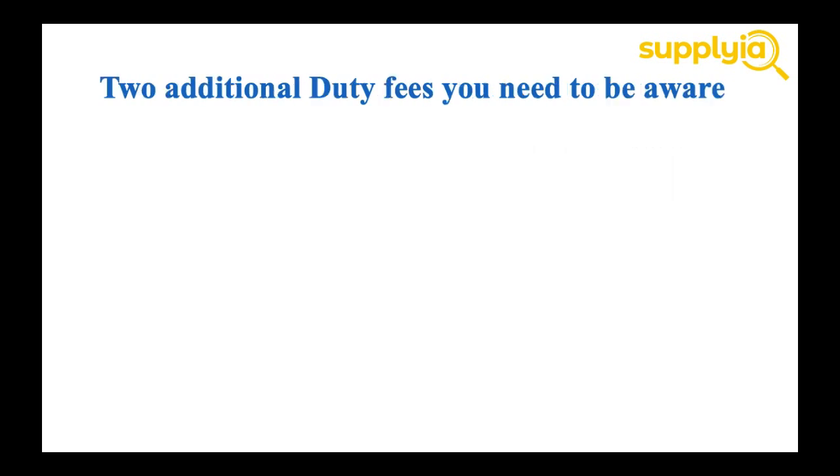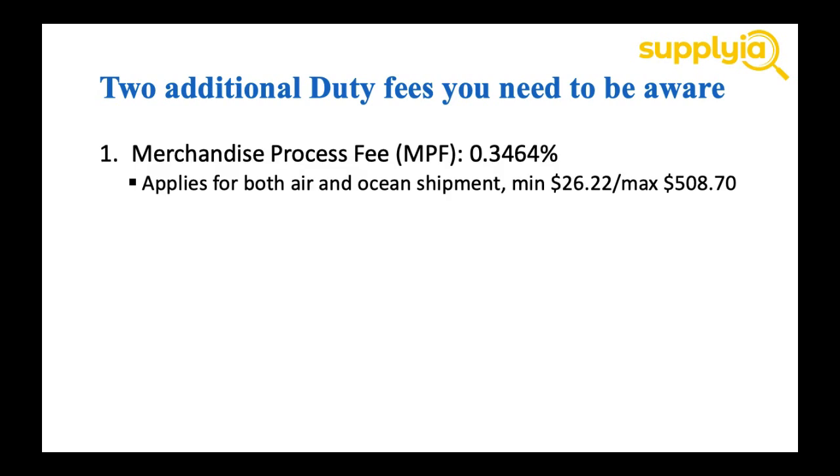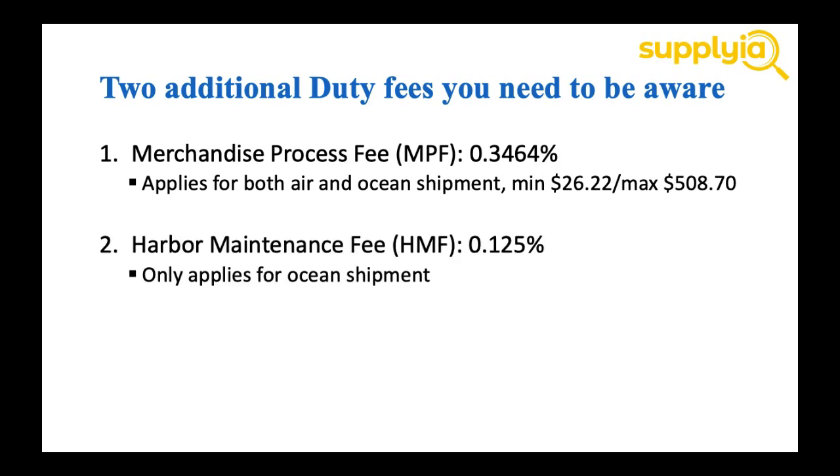Before we move there, first, there are 2 additional duty fees you need to be aware of. The first one is the merchandise processing fee. It's not a lot, it's only 0.3464%, and this fee applies to both air and ocean shipment. For this fee, there is a minimum and maximum charge. The minimum charge is about $26 and the maximum is $508. The second fee is the harbor maintenance fee. This fee is again very little, only 0.125%, and this fee only applies to ocean shipment. So altogether, you are paying duty plus these 2 additional charges, the MPF fee and the HMF fee.